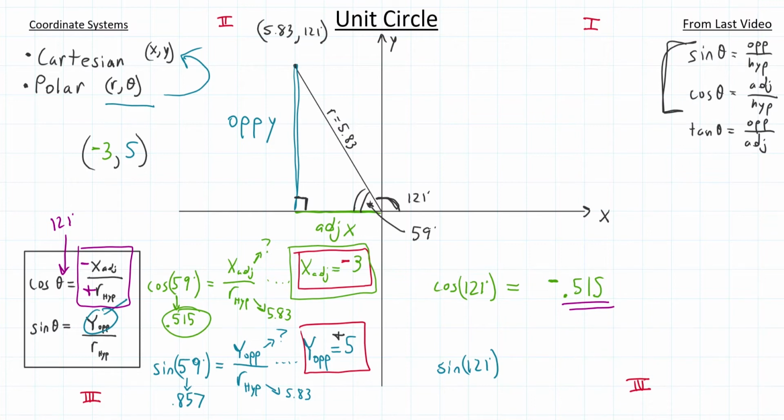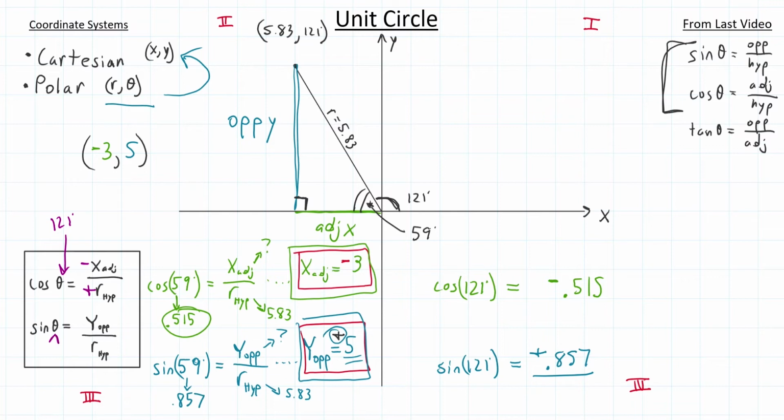Now let's do the sine. The first step is saying that the sine of 121 will equal the same thing as the sine of 59, because the sine of 59 basically got us that correct 5. But we have to be careful. Did it give us the correct sign? And in this case, yes it did. So the sine of 121 will equal positive 0.857, exactly like the sine of 59.